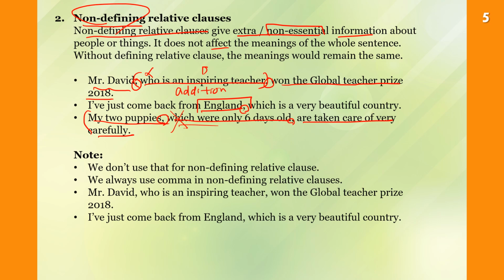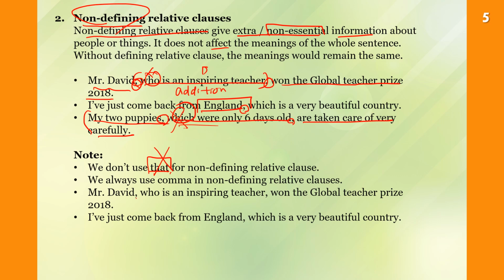We don't use that for non-defining relative clause. So we don't use that for non-defining. So this is just comma. And then this one you use only which and who, but not that. We always use comma in non-defining relative clause.